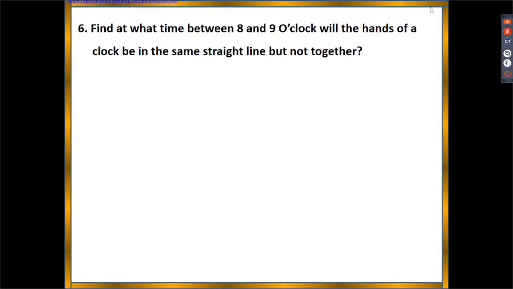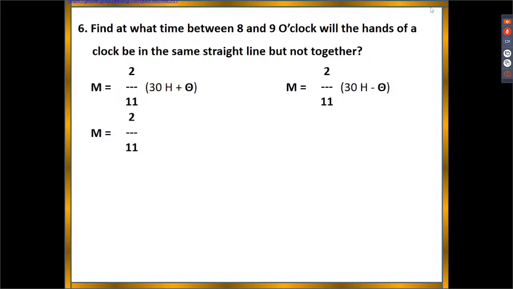So theta value same straight line but not together means both are in opposite. So theta is 180, and the required time is after 8 before 9, which means the h value is 8. So 30 into 8 plus 180, and 30 into 8 minus 180. Do it fast, everyone. Give the answer to me.